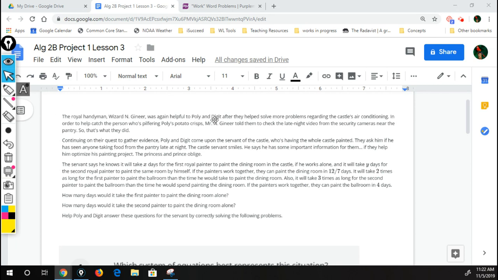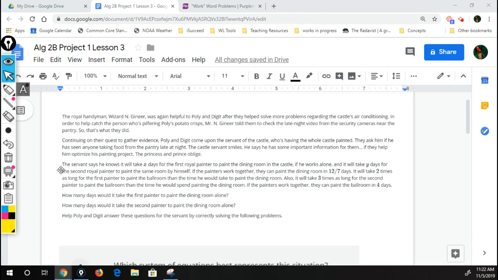Helping out Princess Polly and Prince Digit, solving more math problems about the air conditioner, continuing their quest to gather information. Polly and Digit come across the servant in the castle who's having the whole castle repainted. So now we're switching away from the air conditioning to discussing the castle being painted. So down below in this next paragraph is where we're being presented information about the painting of the castle. The servant says that it will take X days for the first royal painter to paint the dining room of the castle. So I'm kind of making note of that.